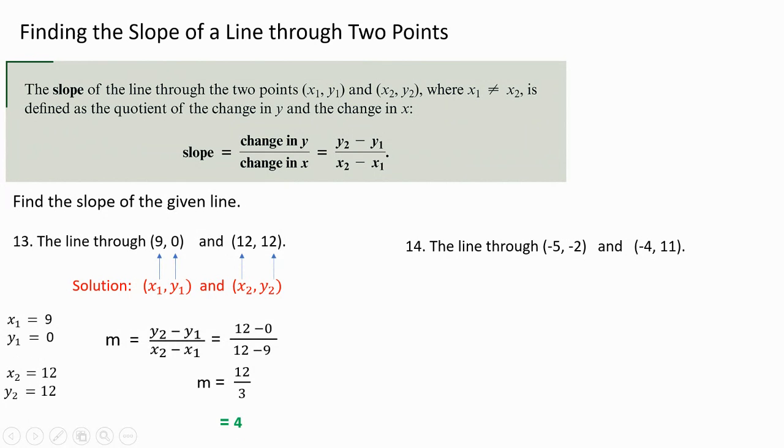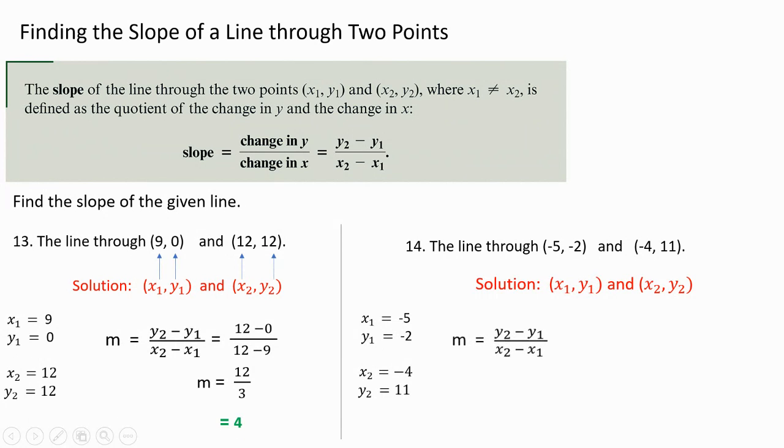Okay. Now number 14. Again, my x1 is negative 5, my y1 is negative 2, my x2 is negative 4, and my y2 is 11. So y2 will be 11 minus negative 2, over negative 4 minus negative 5. This will give us 13 over 1, which will be 13. That's my slope.